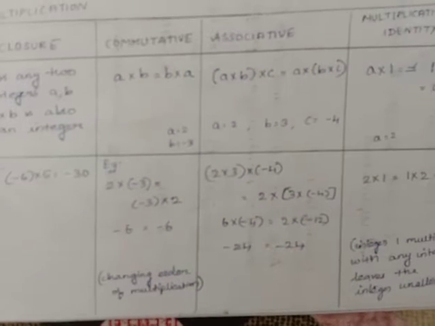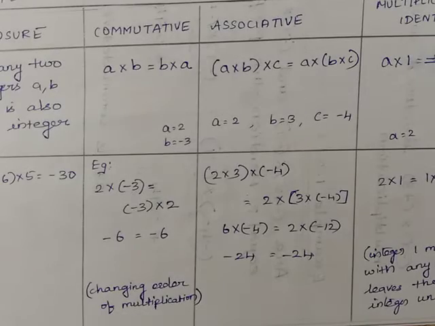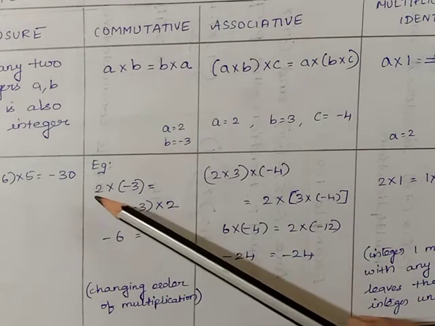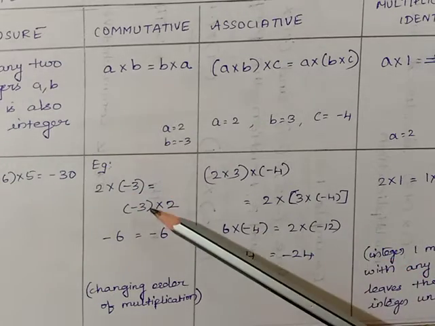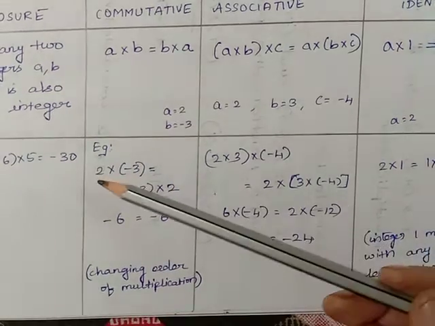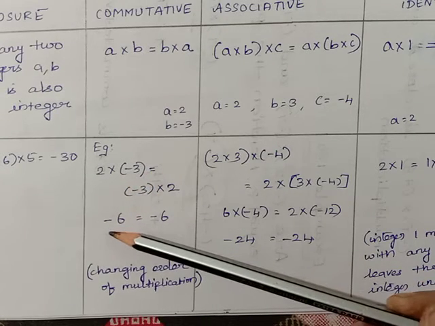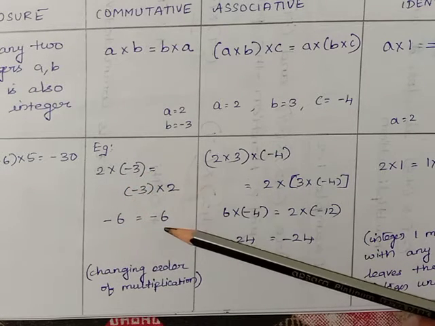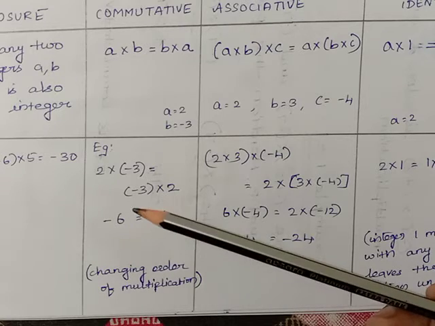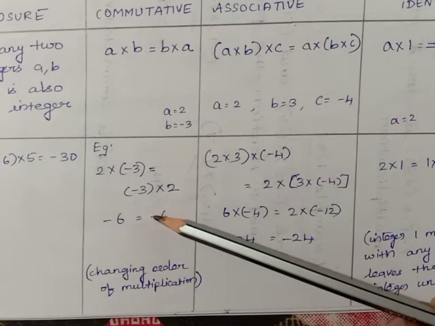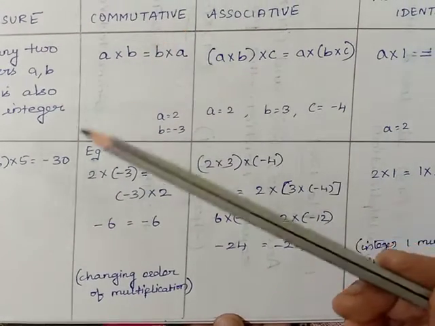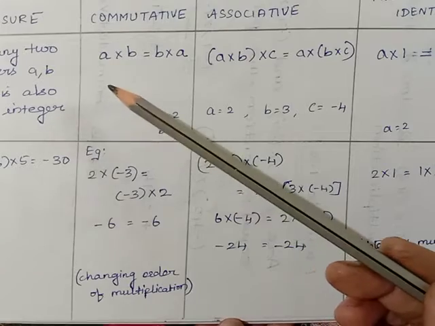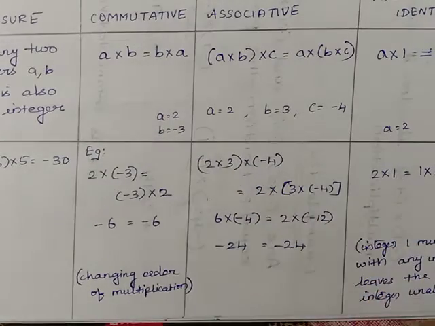let us take any two numbers. Let it be 2 and minus 3. A into b, so 2 into minus 3, is equal to b into a, minus 3 into 2. Let us multiply and see. 2 into minus 3 is minus 6. Minus 3 into 2 is minus 6. So changing the order of multiplication, the answer does not change. Therefore, commutative property is satisfied in multiplication. Even if you take any two numbers, 5 into 2 is 10 and 2 into 5 is also 10. So a into b is equal to b into a.